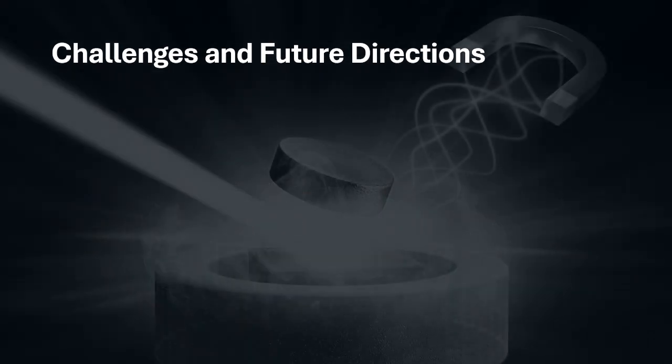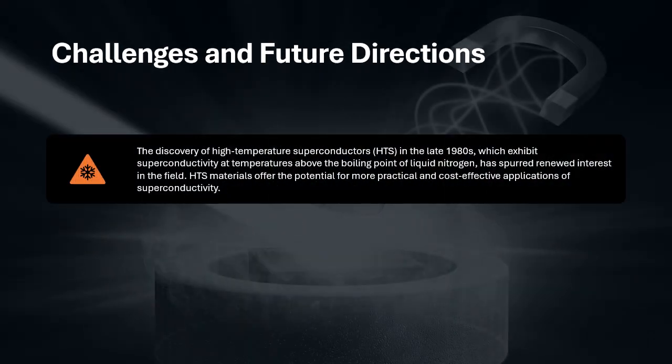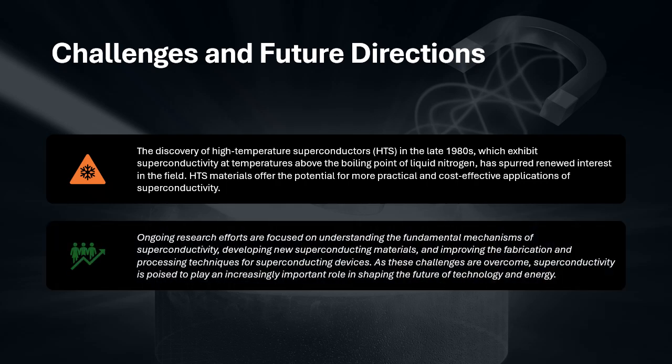The discovery of high-temperature superconductors, HTS, in the late 1980s, which exhibit superconductivity at temperatures above the boiling point of liquid nitrogen, has spurred renewed interest in the field. HTS materials offer the potential for more practical and cost-effective applications of superconductivity. Ongoing research efforts are focused on understanding the fundamental mechanisms of superconductivity, developing new superconducting materials, and improving the fabrication and processing techniques for superconducting devices. As these challenges are overcome, superconductivity is poised to play an increasingly important role in shaping the future of technology and energy.